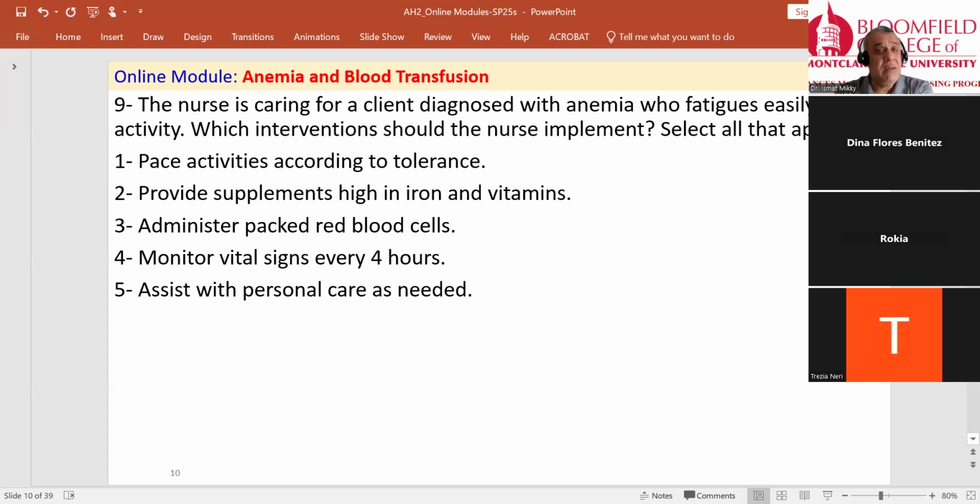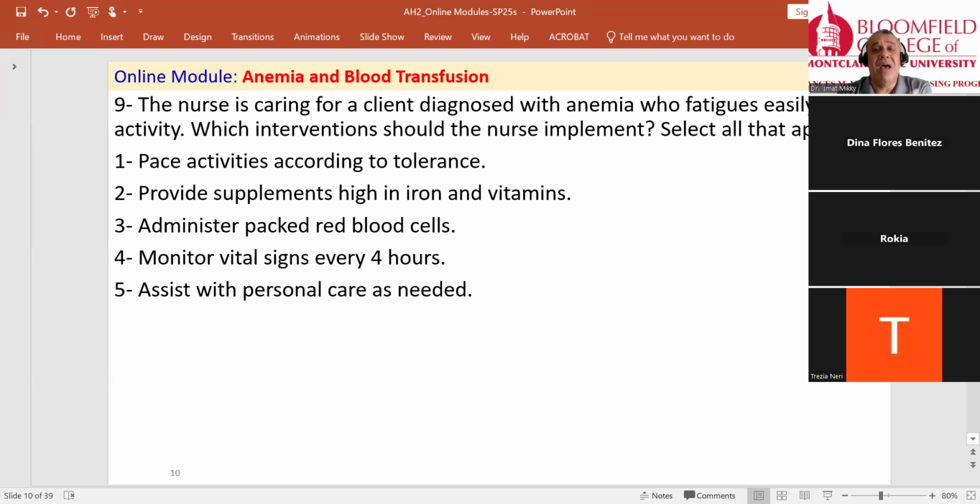So number one would apply to anyone with any type of anemia, right? Yes, exactly. Number two is irrelevant. We don't know exactly what type of anemia the patient has. Number three, administer packed red blood cells. We don't know what type it is, so no. And number four, vital signs every 4 hours for any patient with anemia? No, it's not a practice that should be done every 4 hours. We don't do that.